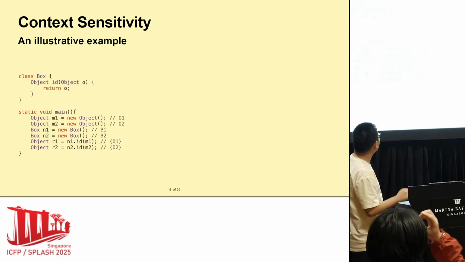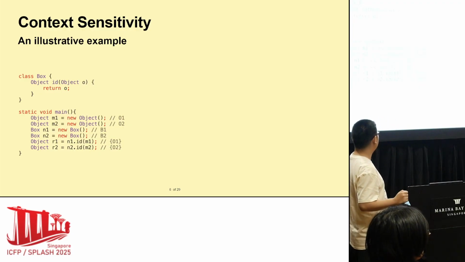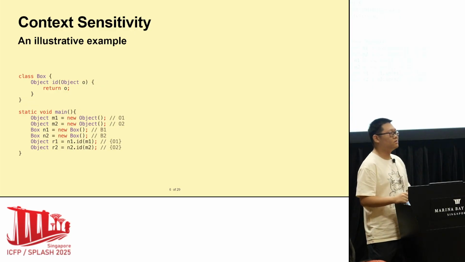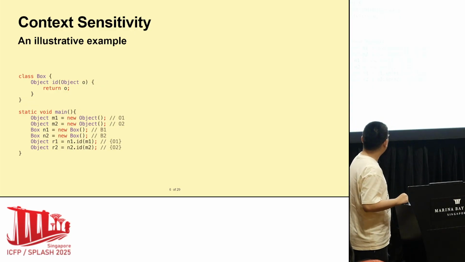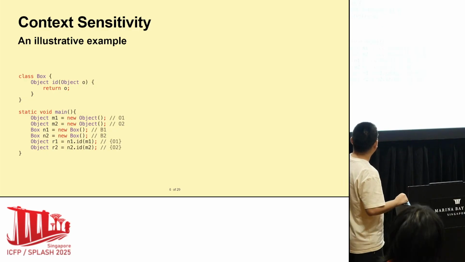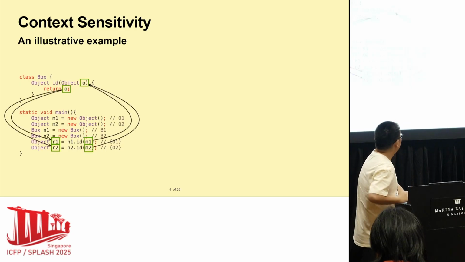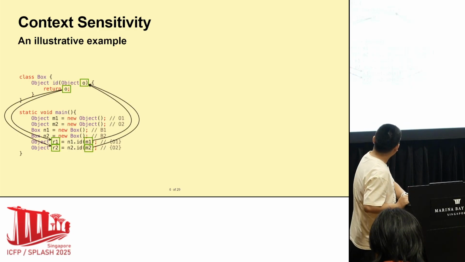Here's an illustrative example. We have a class named Box, and it has a method named id, which directly returns the parameter o. And in the main method, we have two objects, o1 and o2, and also two boxes, b1 and b2. And next, we call the id method twice. So this is basically the pointer flows.